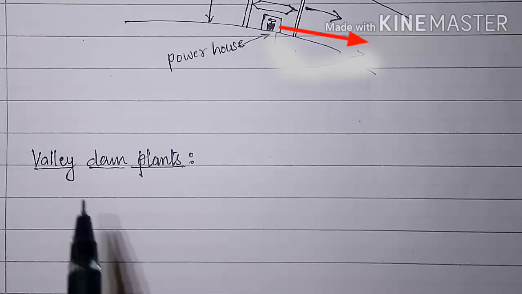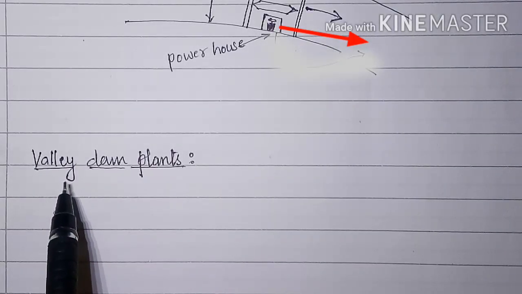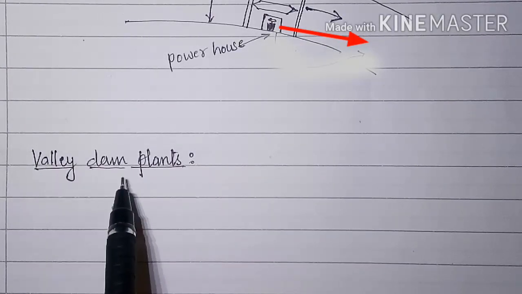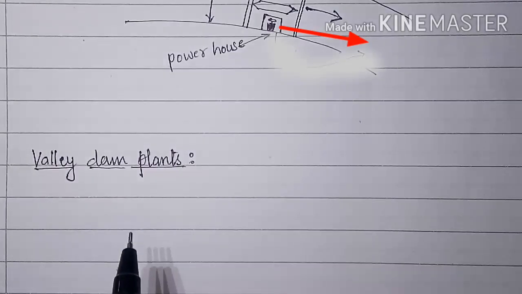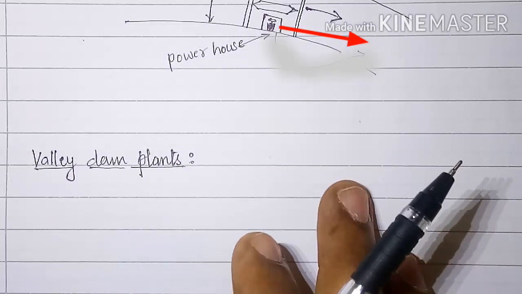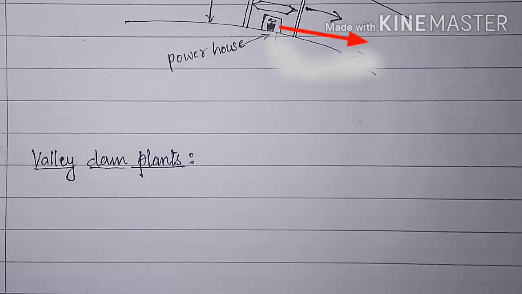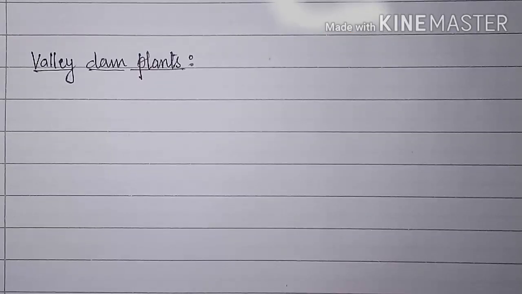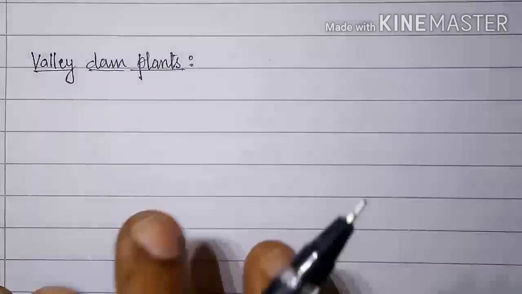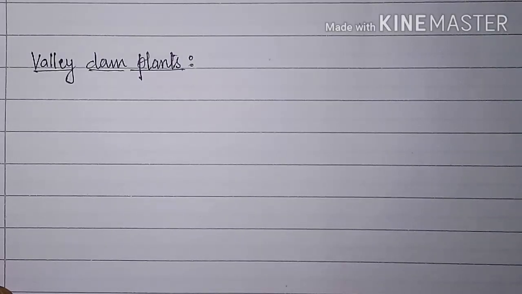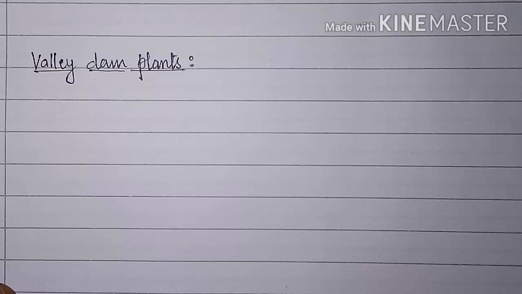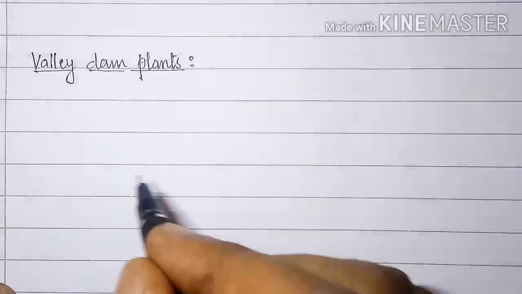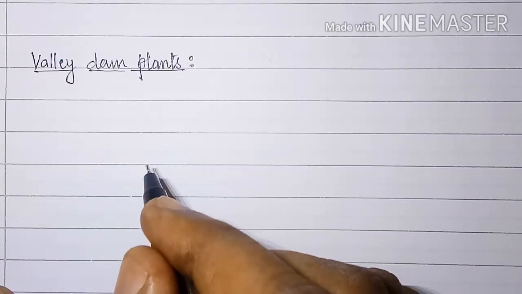Next type of power plant is valley dam plants. To understand, first you must know the construction of the dam, and then the position of power plant. So I will draw the figure here now. Just look at the figure and draw it in your notebook.